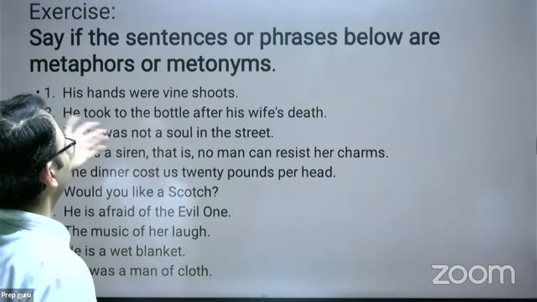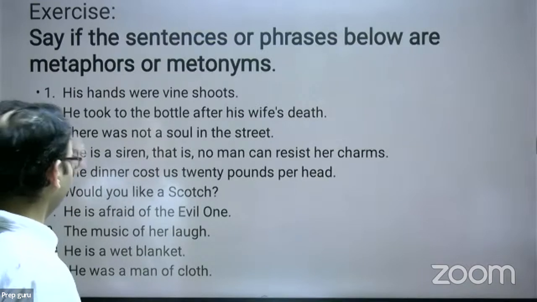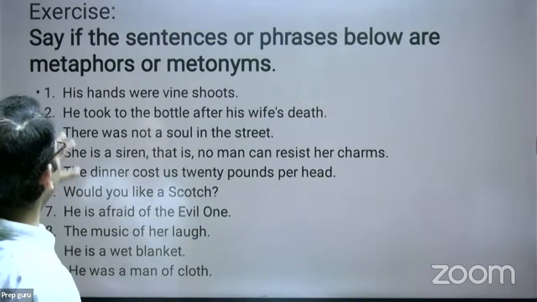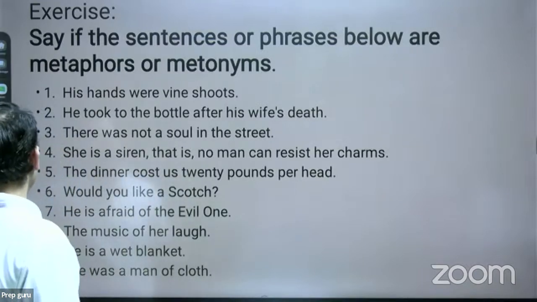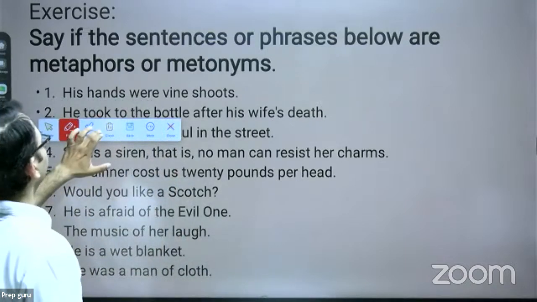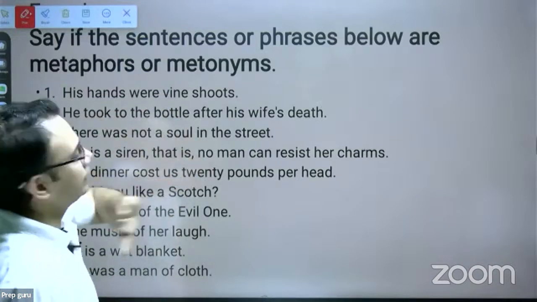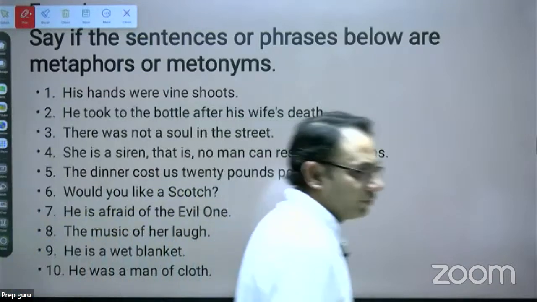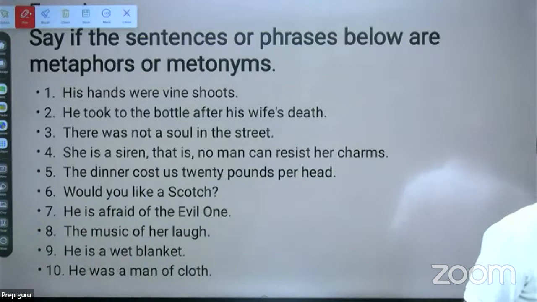See, can you tell some exercise अभी तक जो पढ़ा है आपने? Suppose if I say, अभी तक जो literary device पढ़ी है उसी में से आपको आइडेंटिफाई करना है। Suppose if I say the first one, his hands were wine shoots. His hands were wine shoot. What is it? कौन सी लिटरेरी डिवाइस है?